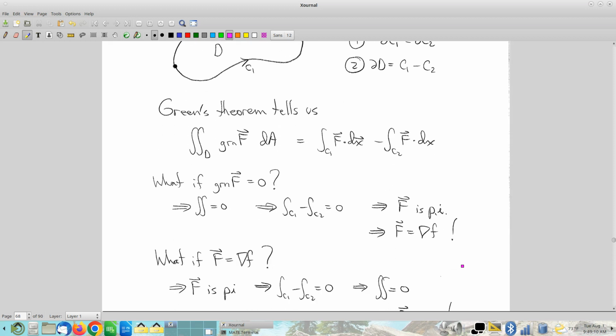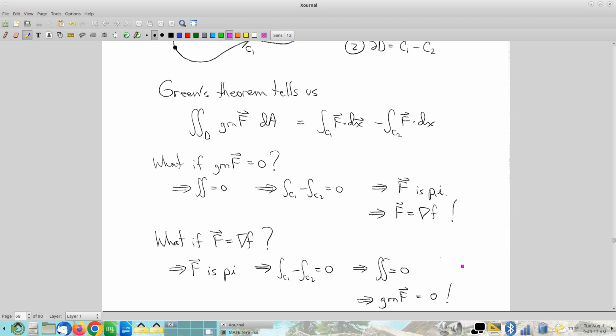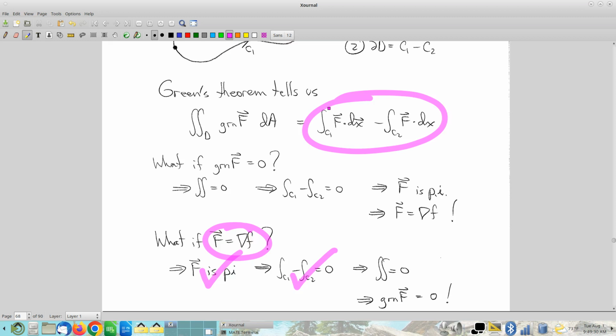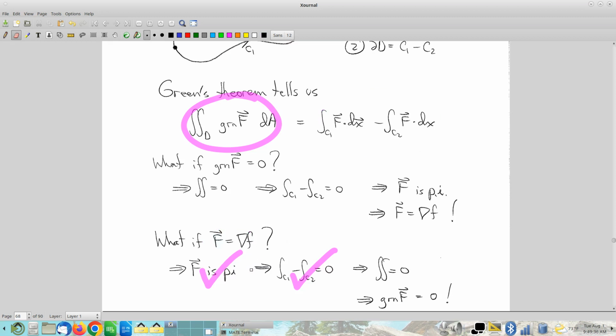Hey, let's take it the other way. What happens if your vector field is a gradient? Well, if your vector field's a gradient, we know that means it's path independent. If it's path independent, we know these two line integrals are equal. If the line integrals are equal, their difference is 0. If their difference is 0, then the right-hand side is 0, and this being an equation, that means that the left-hand side is 0. Now, wait a second, how could that be?